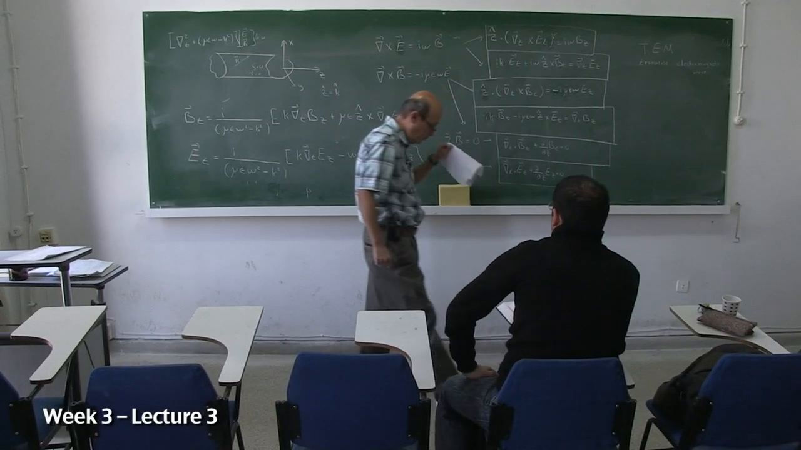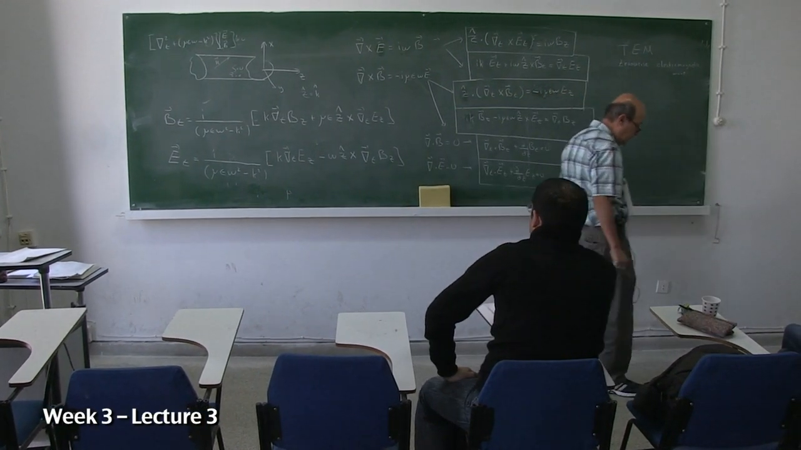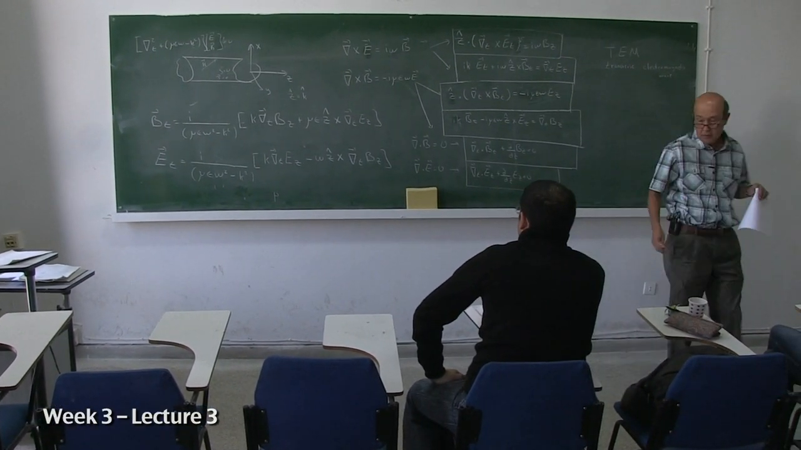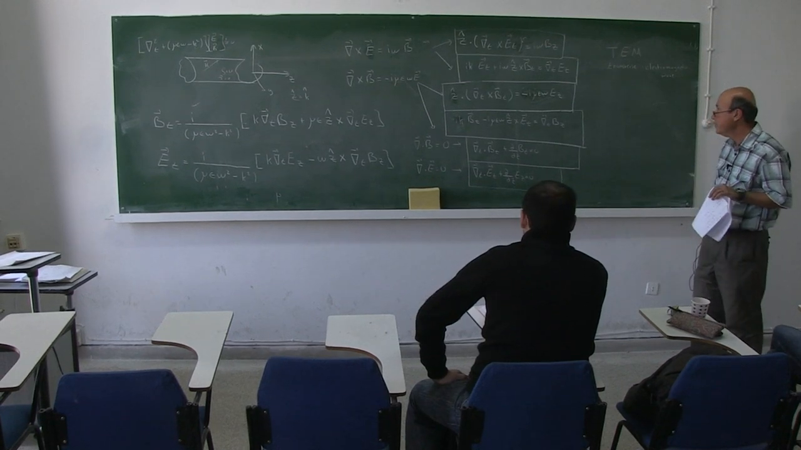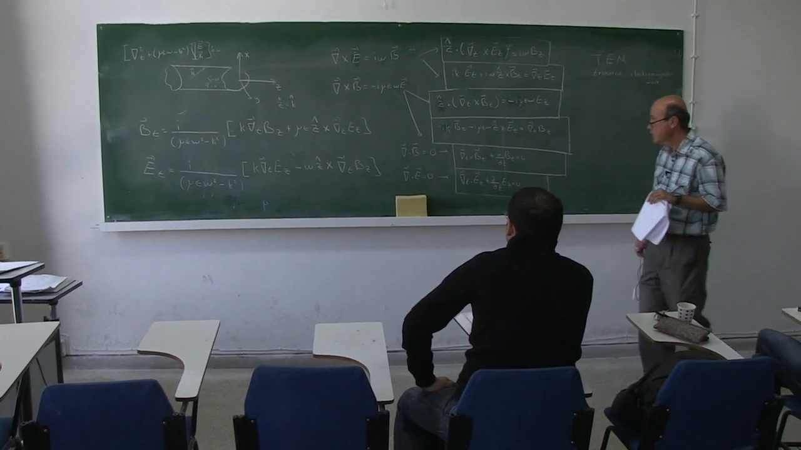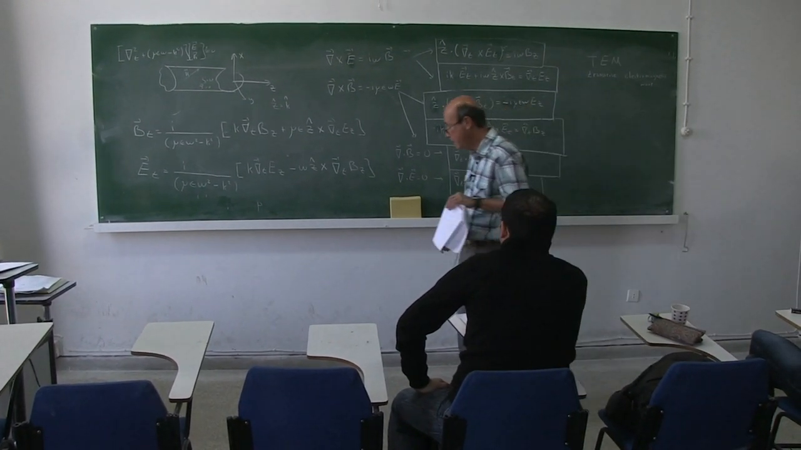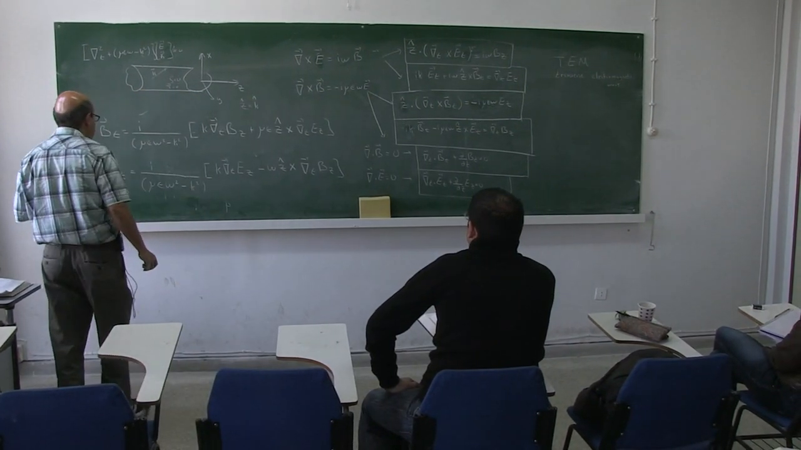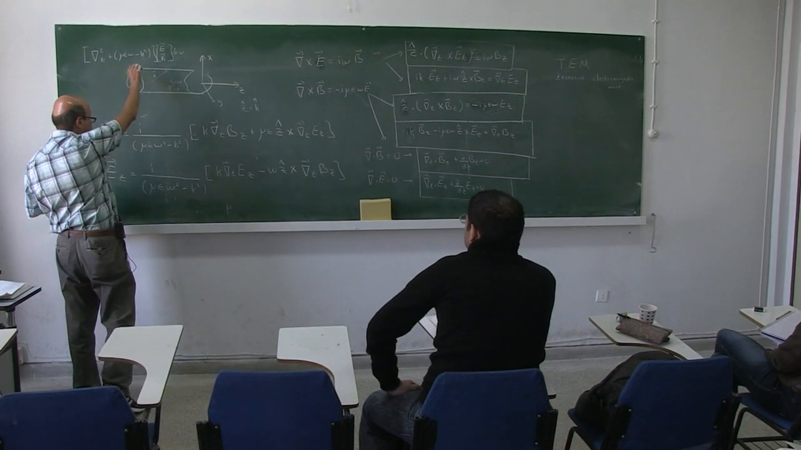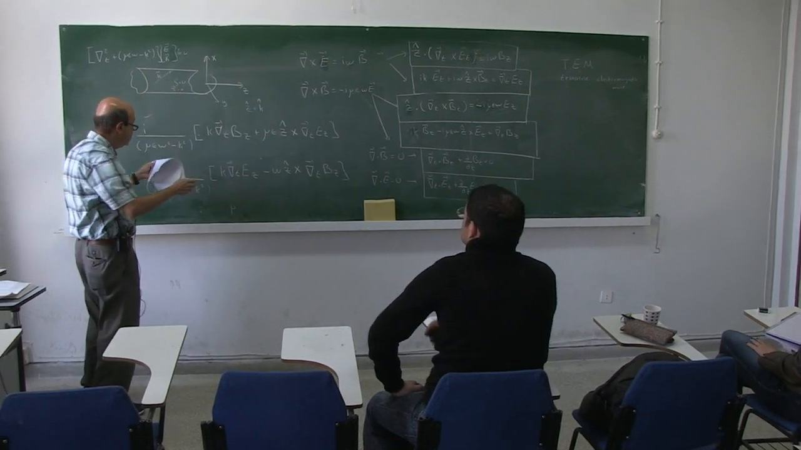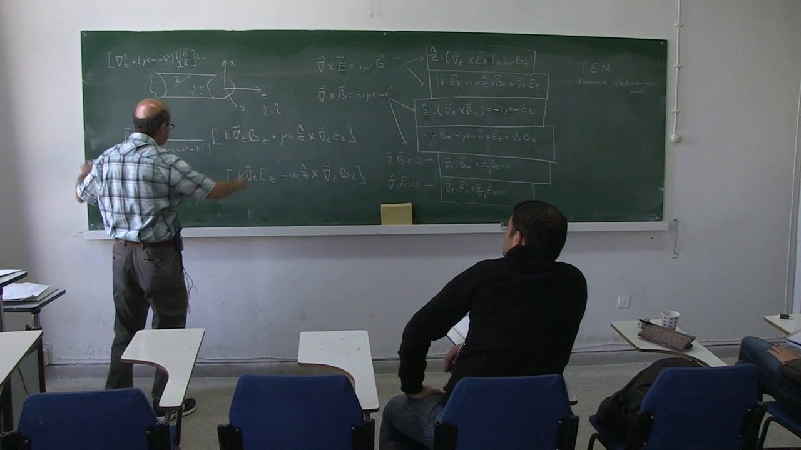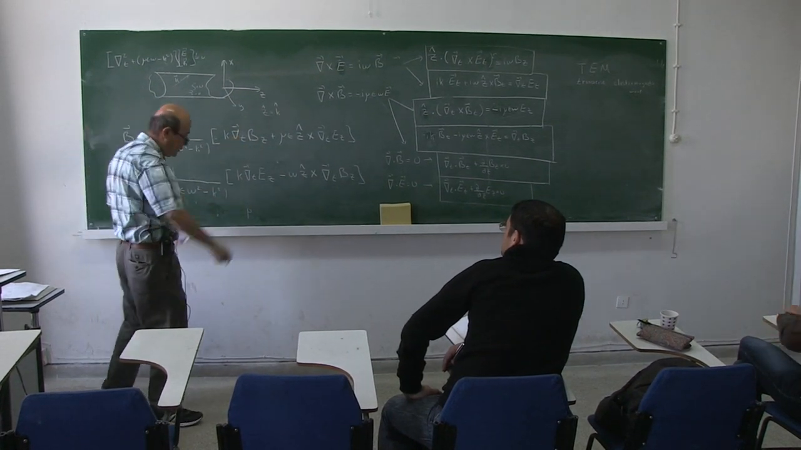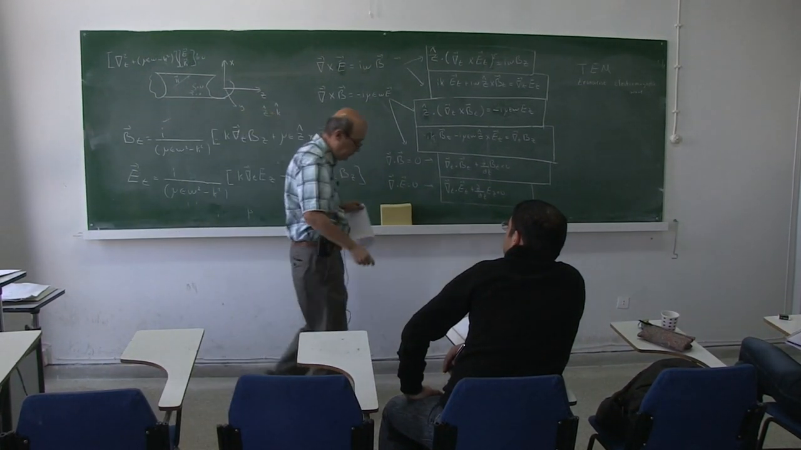Today we will continue to work with the waveguides. So I'm planning to finish the chapter today. Let me make a summary of what we have done last time. A waveguide has metal conductors and the ends are open, and the electromagnetic waves are transmitted by reflecting from the walls.